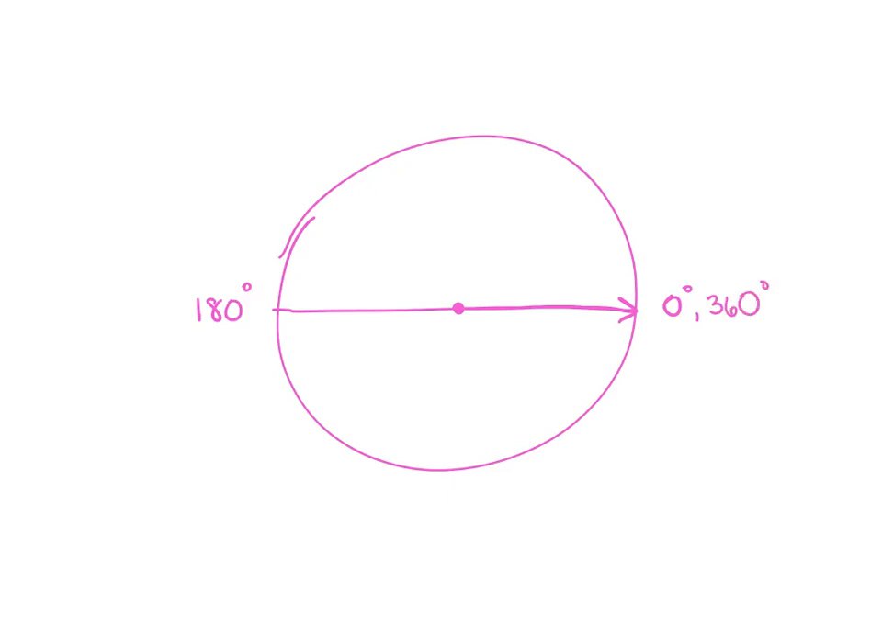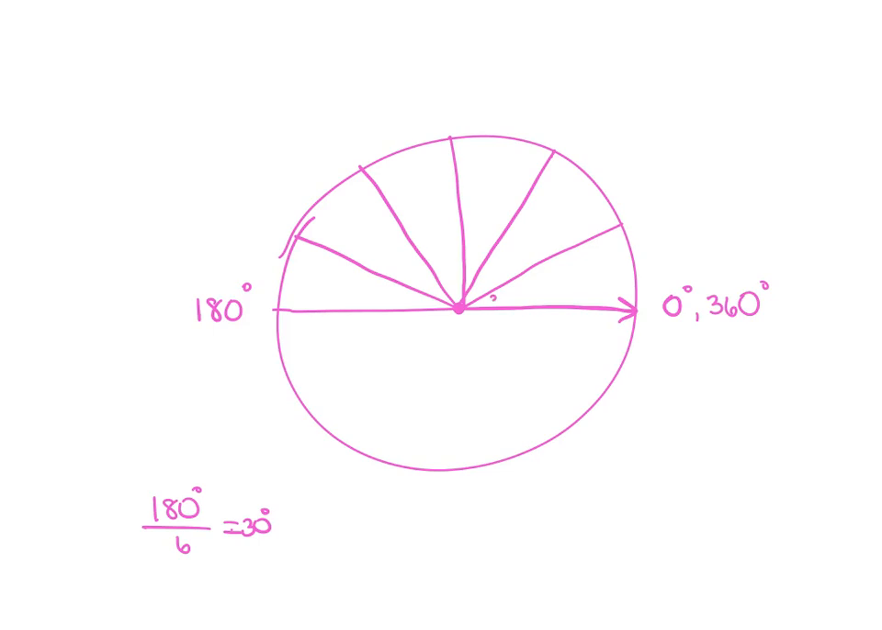Okay? So what we're going to do is take this 180 degrees, that's half of a revolution, and we're going to divide it into 6 equal pieces. So if we take 180 and divide it by 6, that means that each little piece is 30 degrees in here, okay? All of those little central angles measure 30 degrees.